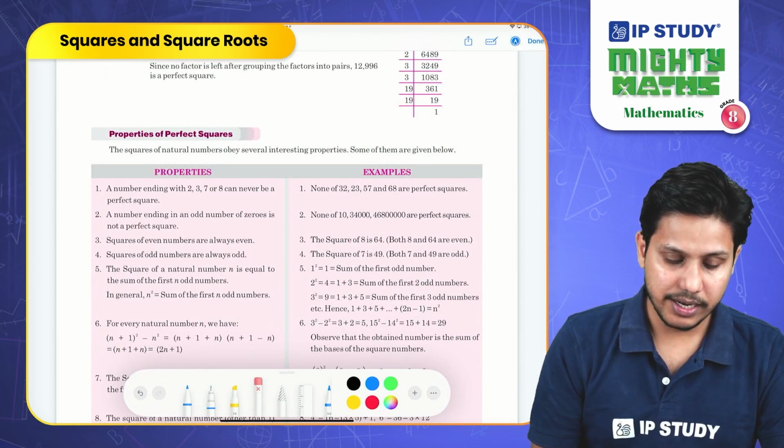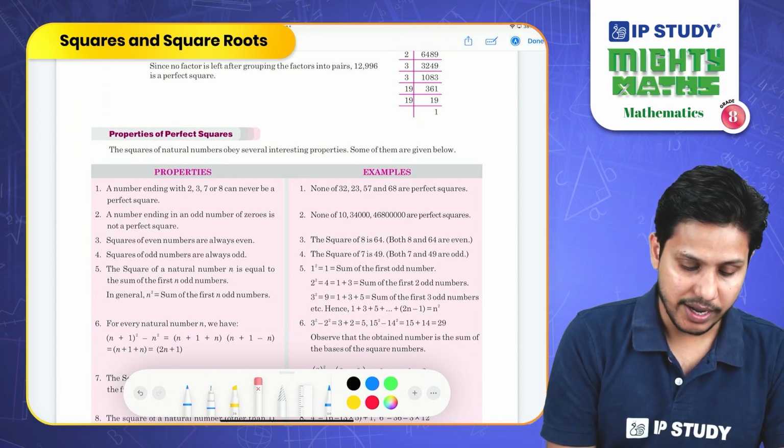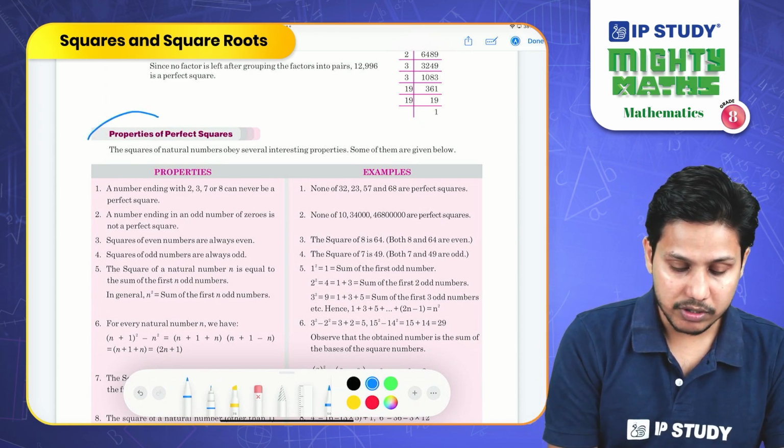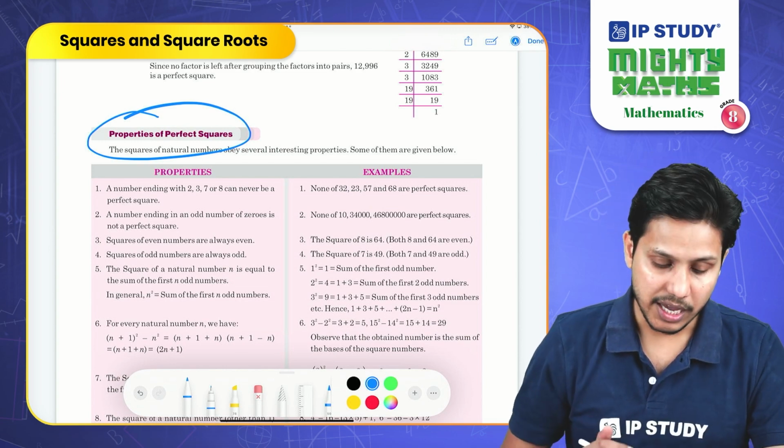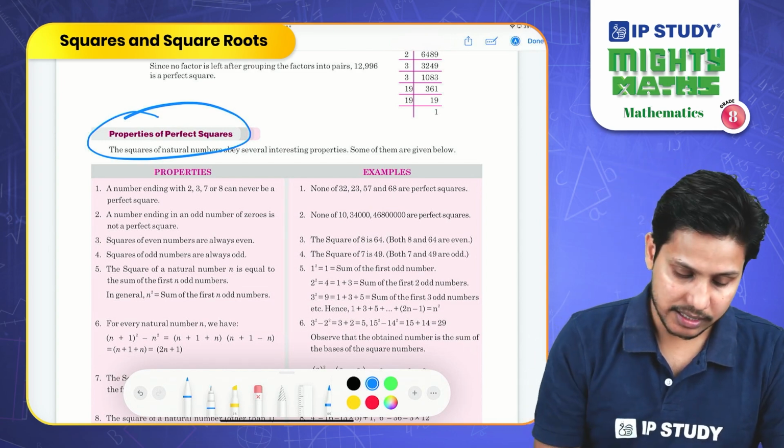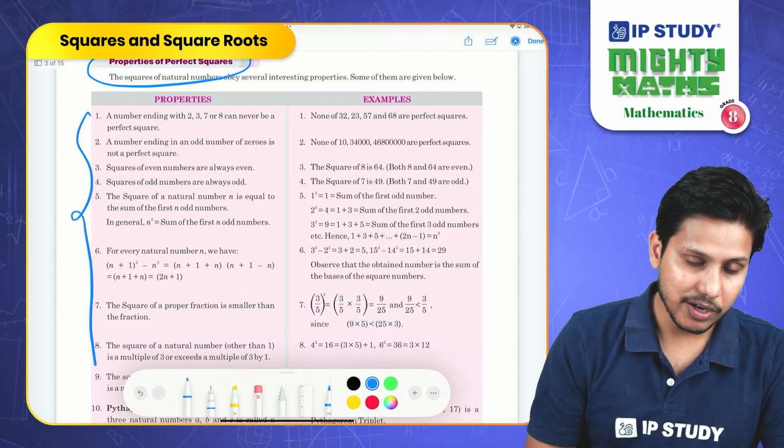Clear? Now next is properties of perfect squares. So there are certain properties of square numbers which help us to deal with square numbers in an easy way. So what are the different properties? Here are some listed ones and I will go through some of them.